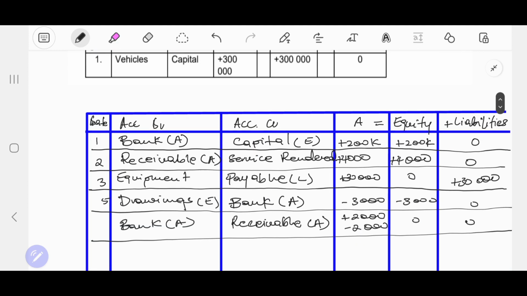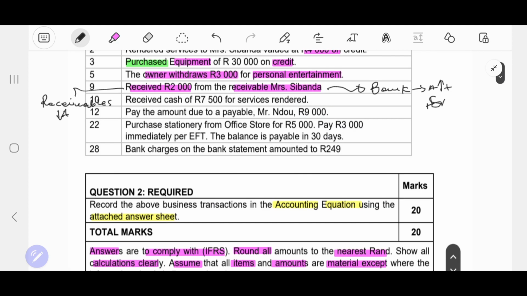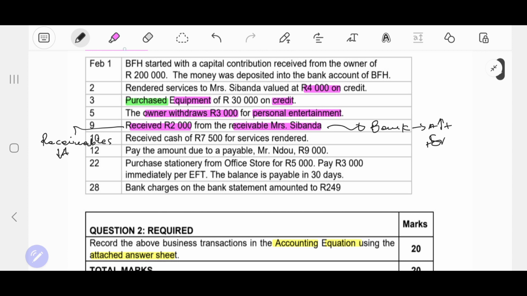Number 9. Okay, so the next one: received cash of 7,500 for services rendered. So we rendered services again, but this time we did not render services on credit. We rendered these services and received payment cash. Already cash is going to affect what? It's going to affect the bank asset. So it means that bank is going to go up. And if bank is an asset, that means that the bank is going to be debited.